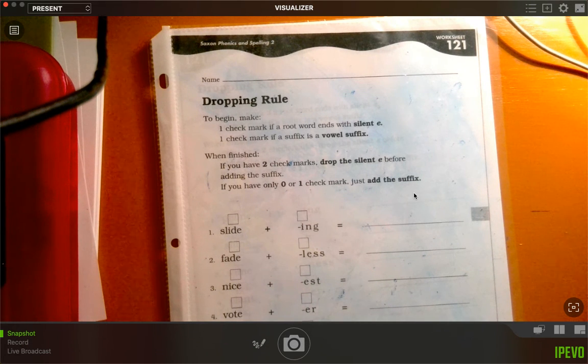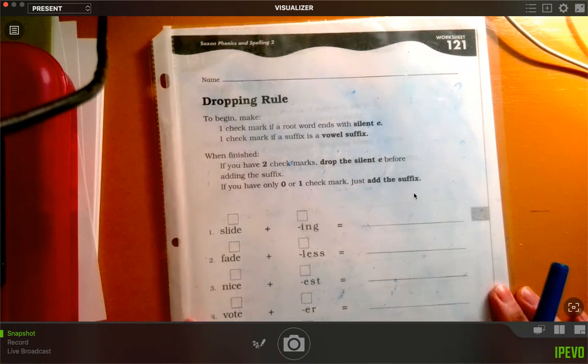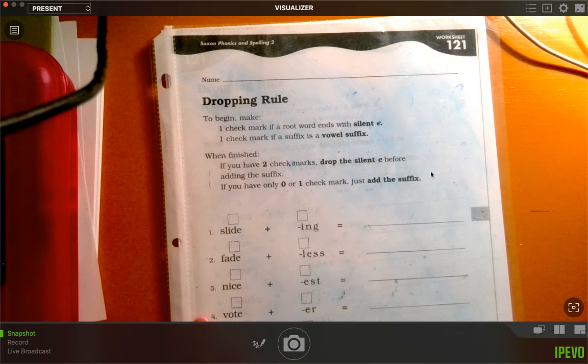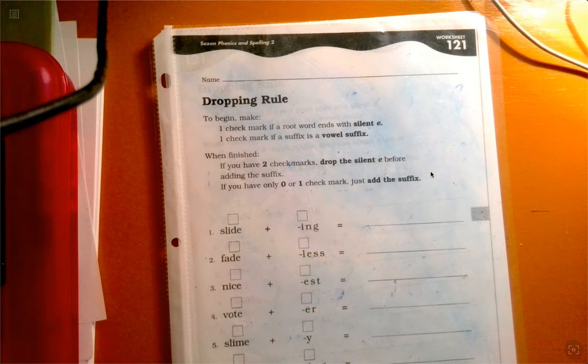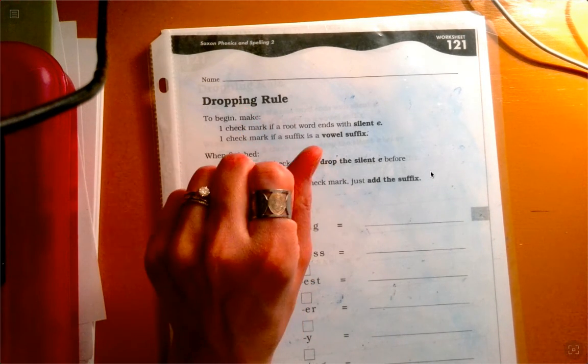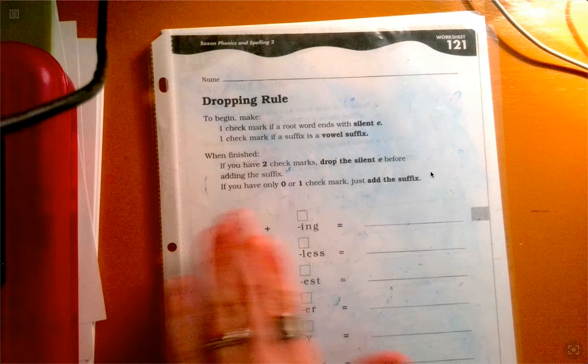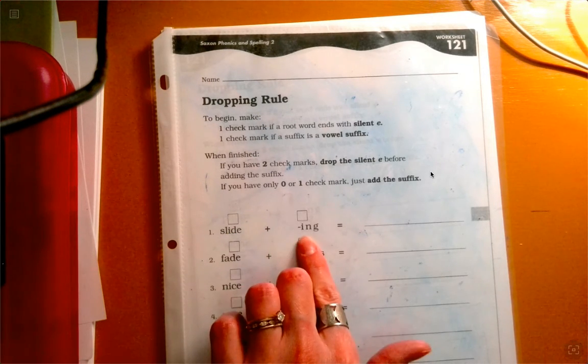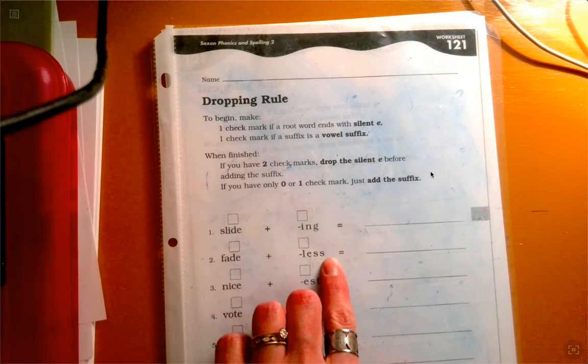Hi, second grade. Okay, so today we are doing worksheet 121, and this is the rule on dropping. Okay, so dropping in this case, they're talking about consonants, because you'll see down here, we've got a word and then a suffix, a word and then a suffix, okay?